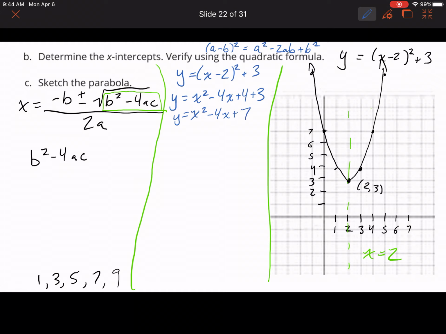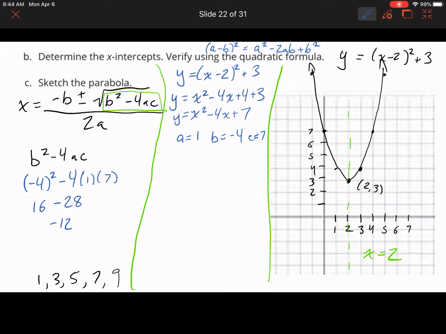To get our standard form. So now we've got a equals 1, b equals -4, and c equals 7. So I can verify by doing -4 squared. Remember to keep the negatives. A is 1 and c is 7. So I've got 16 minus 4 times 1 times 7 is 28. So I've got a -12.